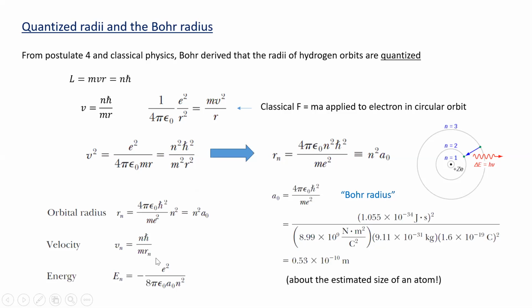And then finally, the energy, which can be found from the classical physics, is e squared over 8 pi epsilon naught r, and here r is a naught n squared. Okay, so we have quantization of these important physical quantities.